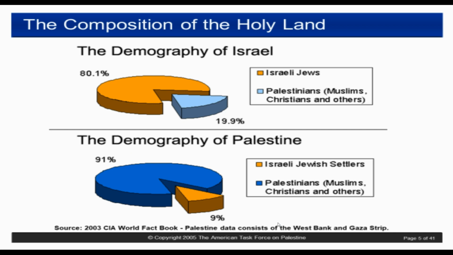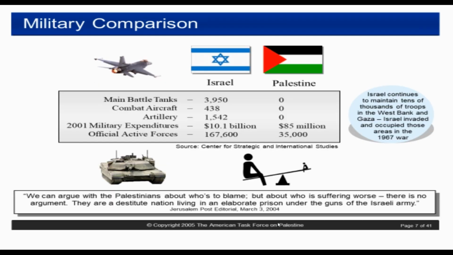Demography of Israel: 80% is Jewish and 20% Palestinians. When you look at the demography of Palestine, it's 91% Palestinian and 9% Israeli Jewish settlers. When we compare the military strength, you can see there's a huge difference.